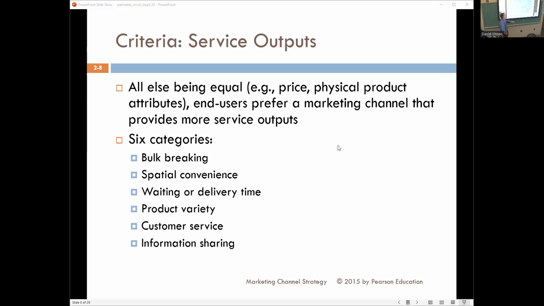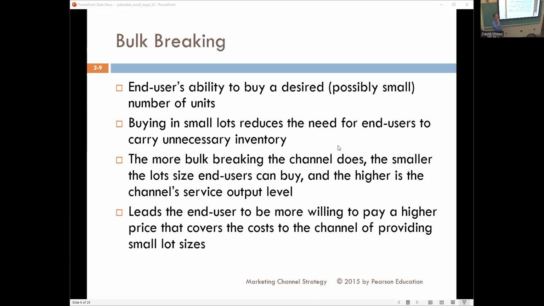All things being equal, the price and the product are the same. Who cares about promotion? If I provide more service, they're considered more desirable. And so if I were looking at customer service and the Lexus gives us that one free year of oil changes, that provides to me a greater value. And so let's look at these categories of goods one at a time. And so the first is bulk breaking.